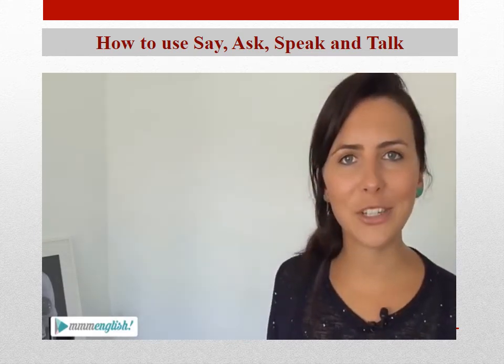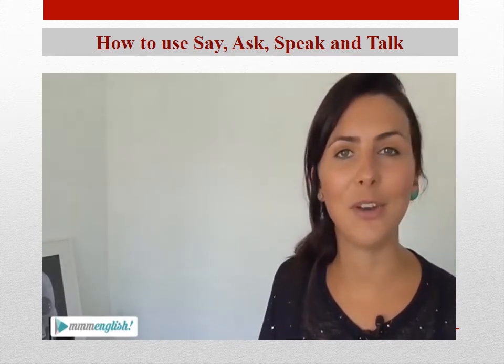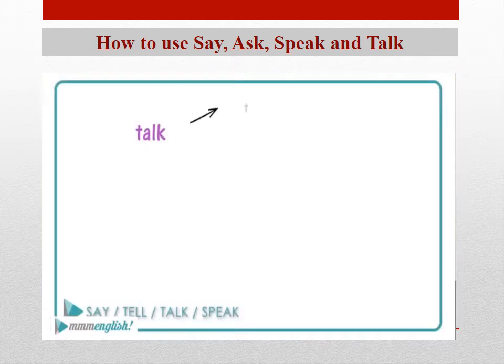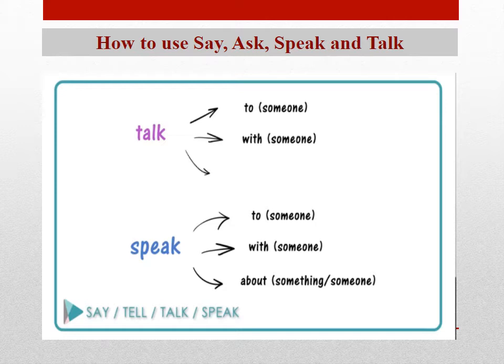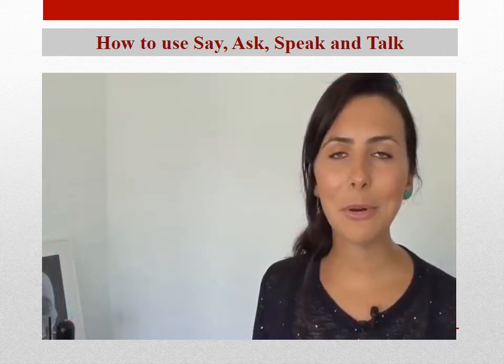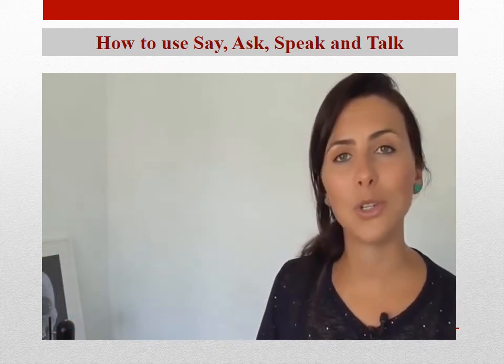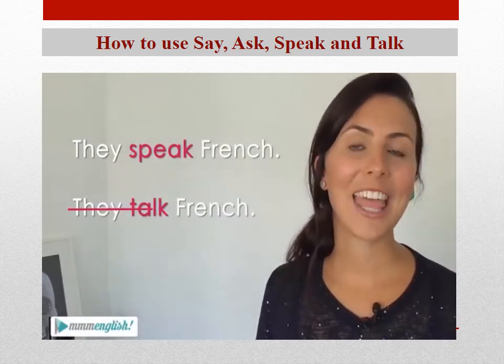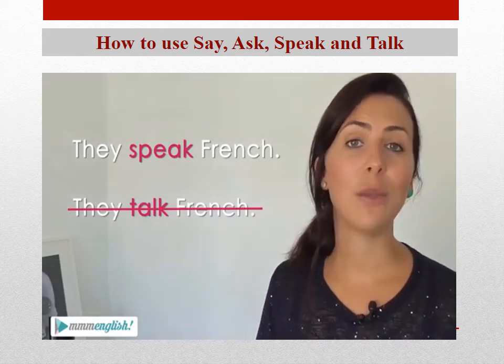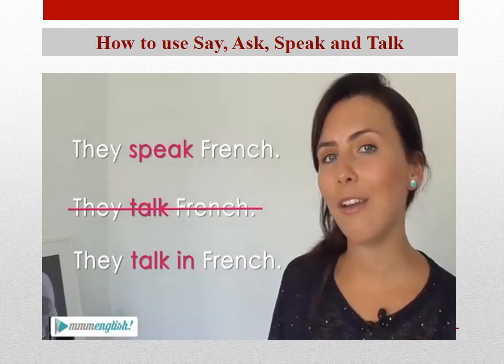So let's talk about prepositions quickly. Which words can you use with these verbs? You can talk to someone. You can speak to someone. You can talk with someone, or you can speak with someone. Or you can speak about something, or you can talk about something, or someone. Most importantly, you can only use speak when you're talking about languages. They speak French, not they talk French. Though you might hear people say they talk in French.